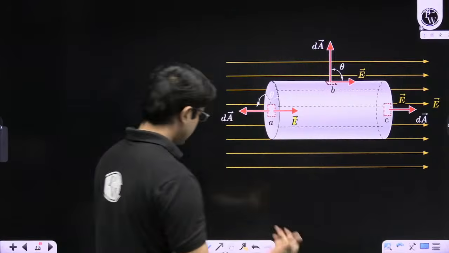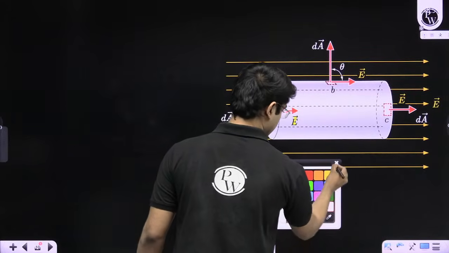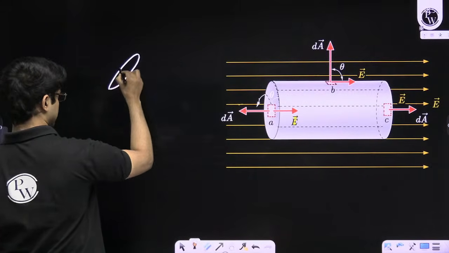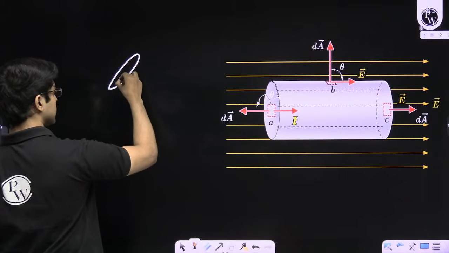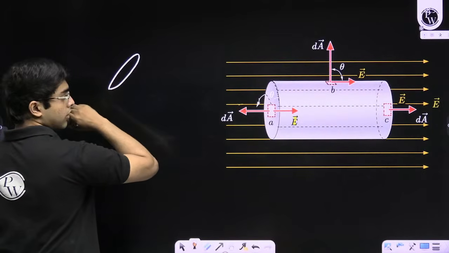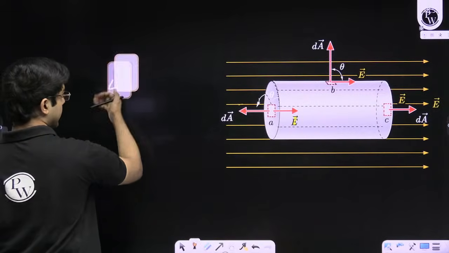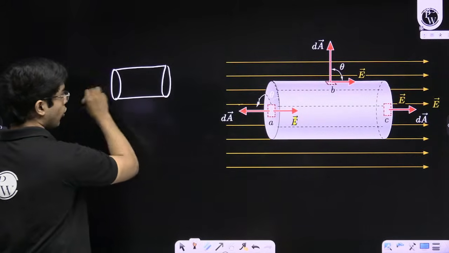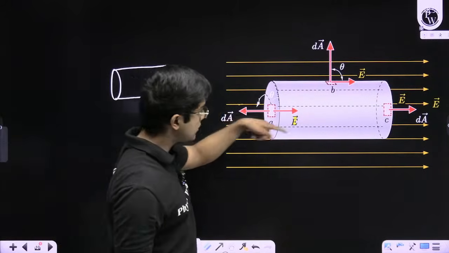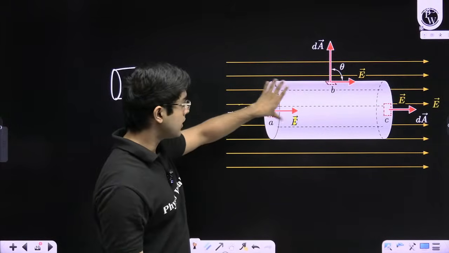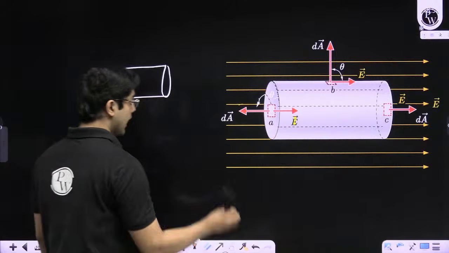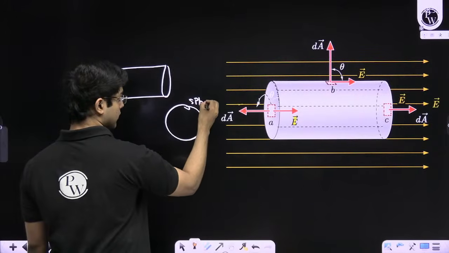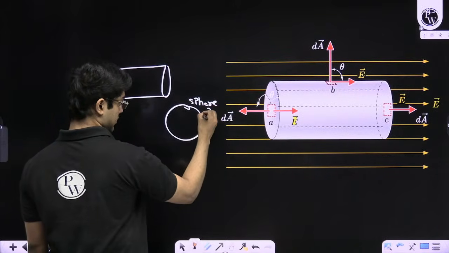Now we move on to a slightly different example, because in the previous cases we were dealing with an open surface, right? A closed surface is like a cylinder, where there is no opening. Both the circular faces and the cylindrical face make it a closed surface. Another example of a closed surface is a sphere. If you take a sphere, this will also be a closed surface.